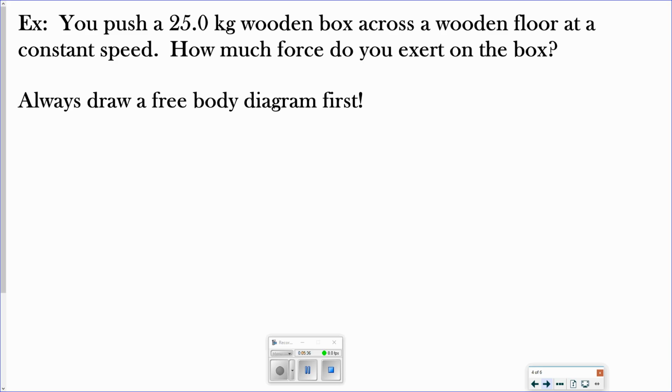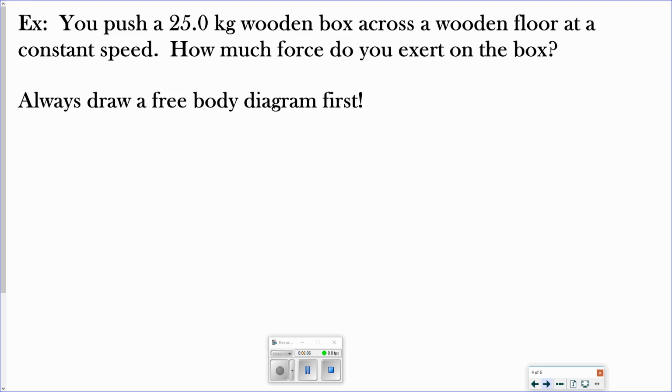Here's an example. You're going to push a 25.0 kilogram wooden box across a wooden floor at a constant speed. So constant speed is going to indicate here that my frictional force is going to be equal and opposite of my applied force. However, I'm going to be using the kinetic coefficient of friction because the box is in motion. How much force will I be exerting on the box?